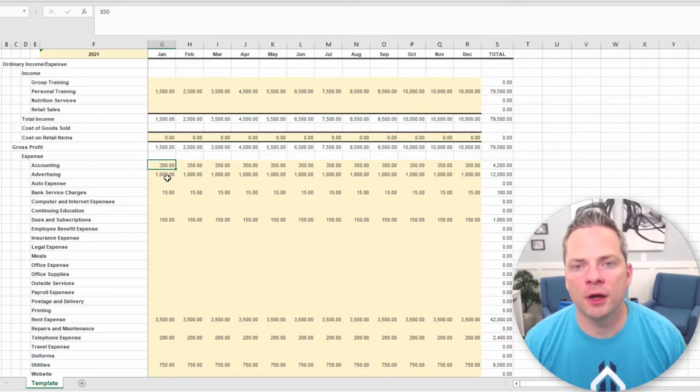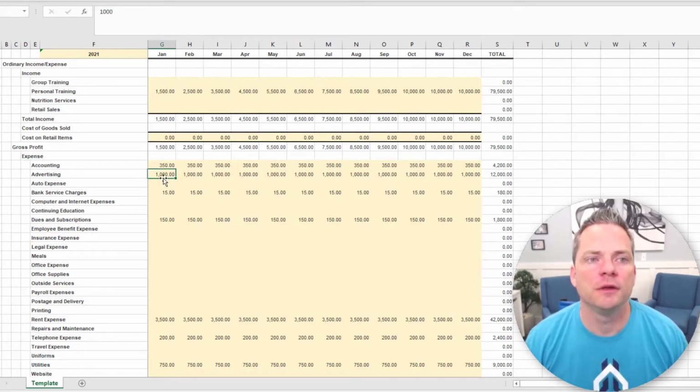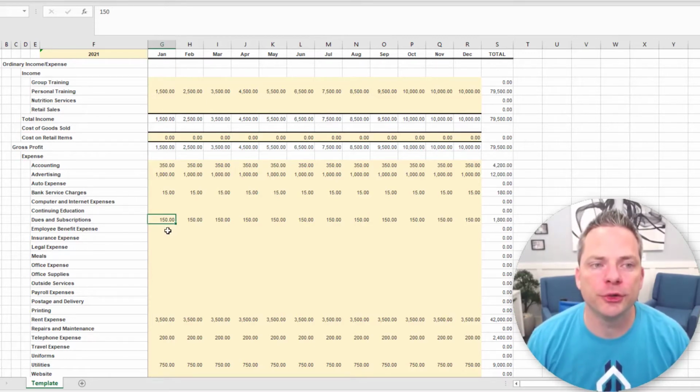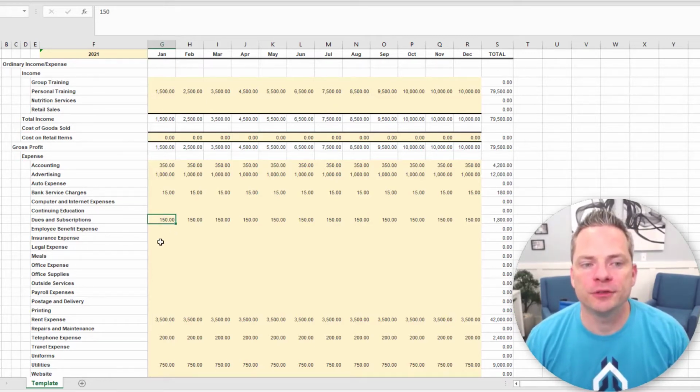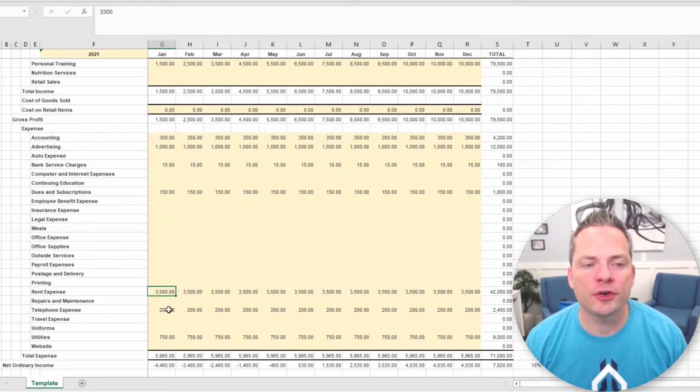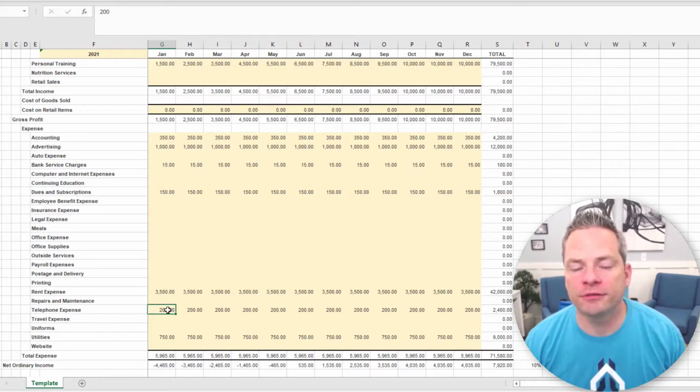They're paying for an accountant. They're trying to grow, so they're spending $1,000 a month in advertising. They'll have some bank service charges. I'm just assuming they have $150 of something. I don't know what that would be. There's a whole variety of services that we can have as fitness studio owners. But just for the sake of the example, I'm plugging that in. $3,500 in rent. They got a cell phone plan, it's expensive, and utilities on that rent as well.